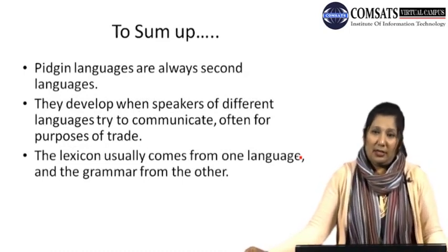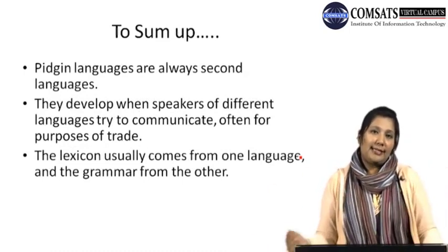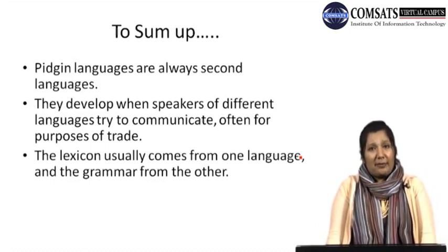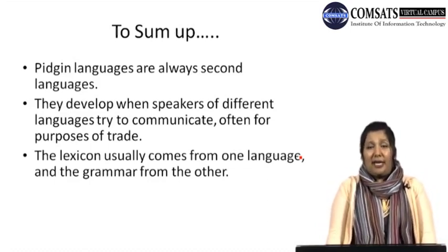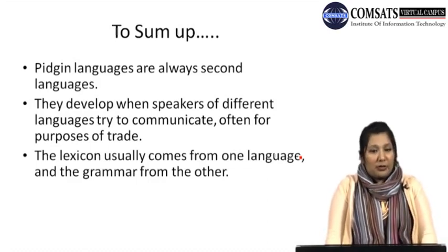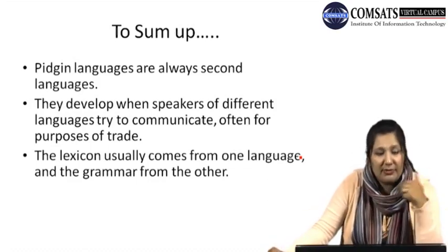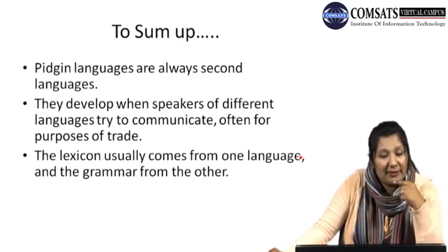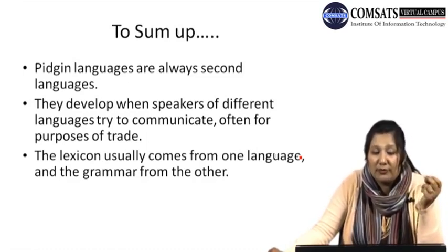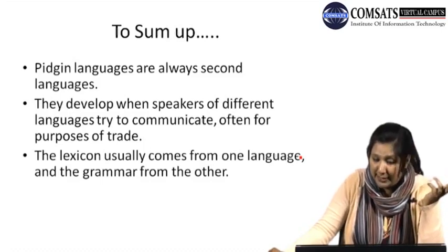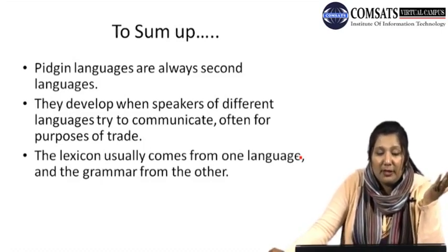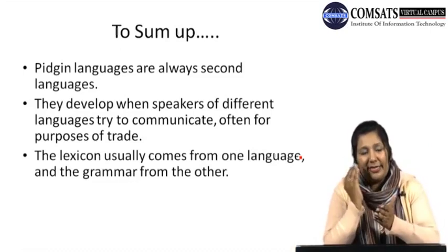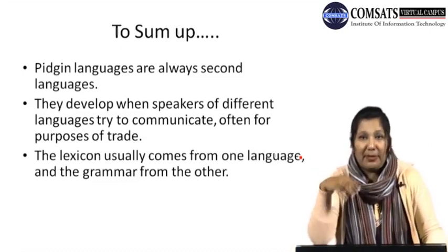To sum up, let's come up to the end of today's lecture. With this, we have already discussed so much in detail, so we are coming towards the end, and let me give you a quick recapitulation of what we have done today. Today we have discussed pidgin languages, and these languages are always used as second languages, whereas they develop when speakers of different languages try to communicate, often for the purposes of trade. The lexicon usually comes from one language and the grammar from the other. When all these qualities are stabilized and indigenized in one language, they become Creole.